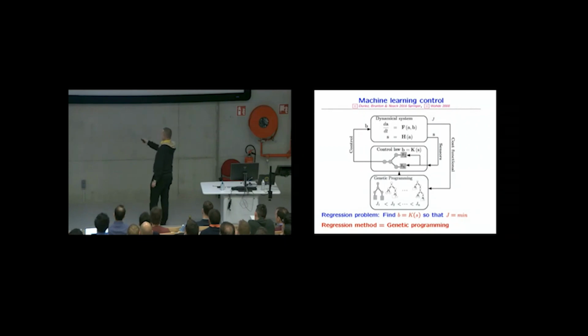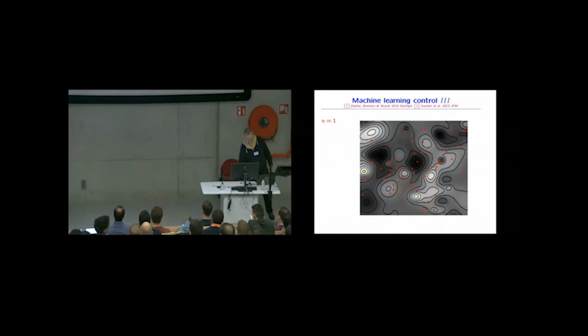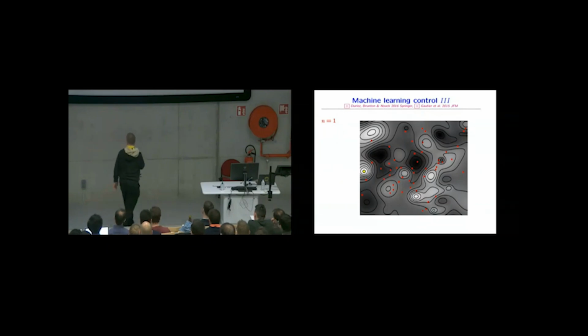We want to solve this regression problem. The method which we are using is genetic programming. Who of you has learned about genetic programming? Well, quite a bit. So I learned it in 2013, and it has changed my career. So what does this machine learning control or this genetic programming do? You start initially with a number of random control laws, and I'll show you something like a cartoon of this process.